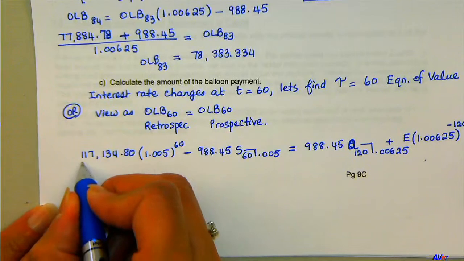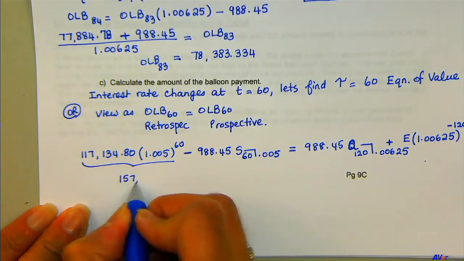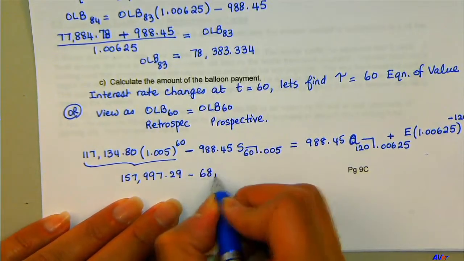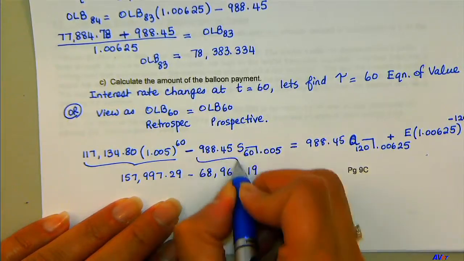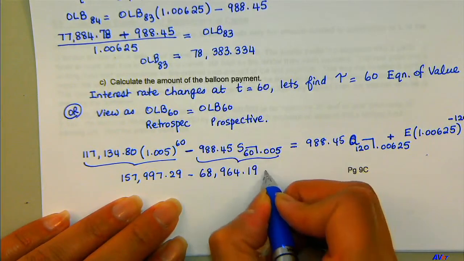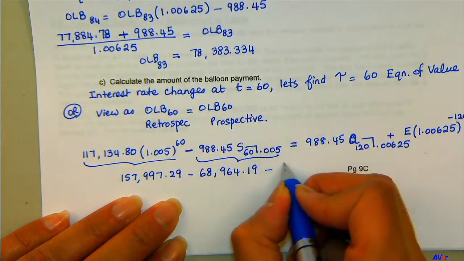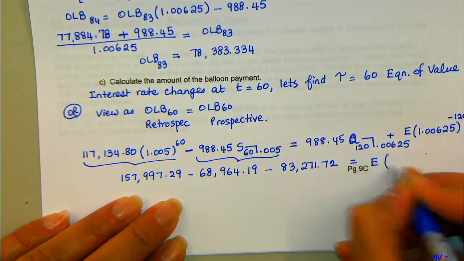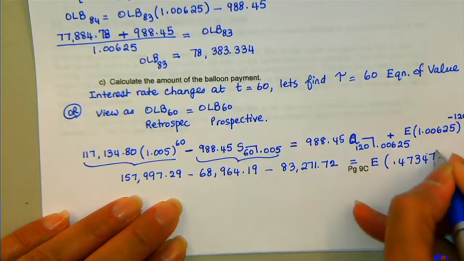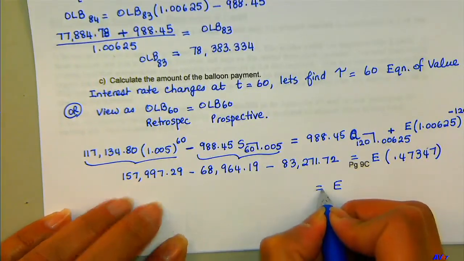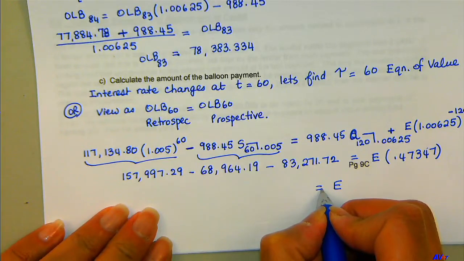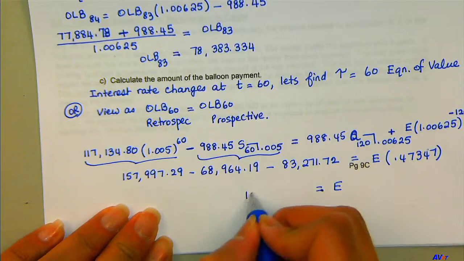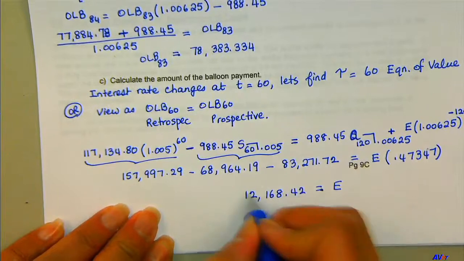Let's see, here for this term, I got 157,997.29, and minus 68,964.19 for this term, minus, let's bring this term over, 83,271.72 is equal to E times 0.47347. And therefore E turned out to be, let's see, 988.45 plus 12,168.42. That's E.